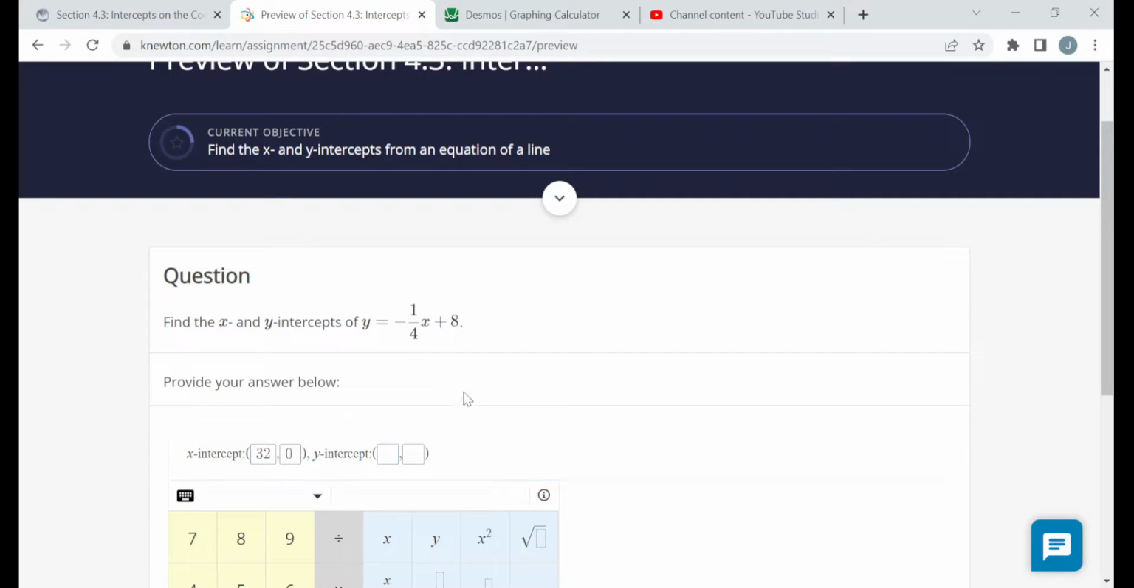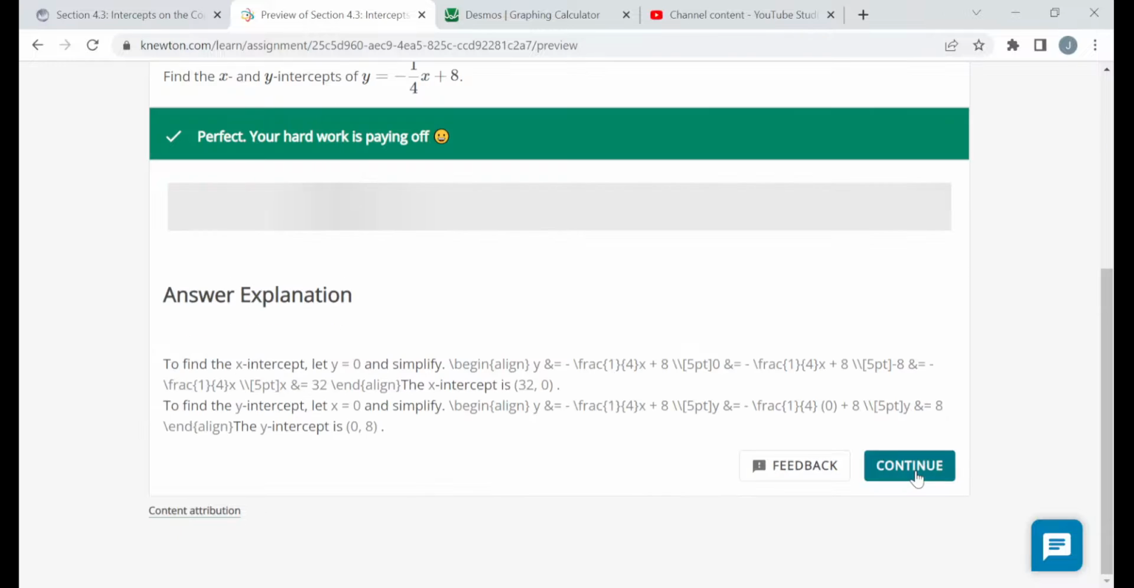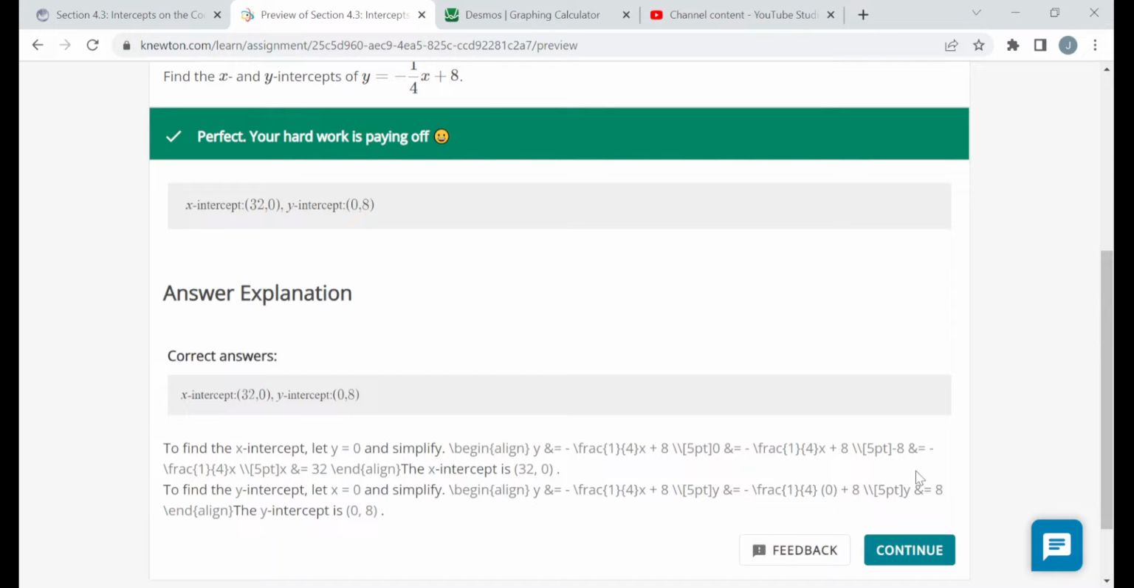And then for the y-intercept, right, you're putting in 0 for x. And if you do that, you're just going to get y equals 0 plus 8. Y equals 8. Right, so 0, 8 for the y-intercept, 32, 0 for the x-intercept. And that's it. It should be simple.